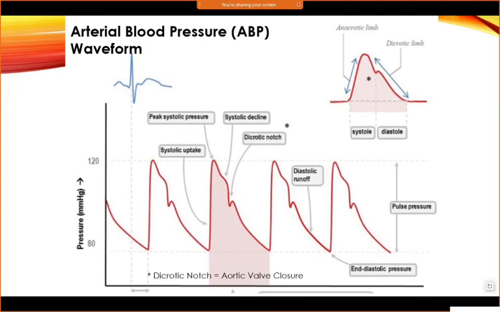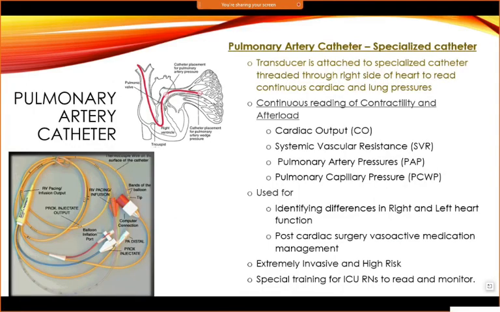That's the beginning of systole, and then the pressure drops off until the blood ejects out again. So that's an arterial blood waveform. The pulmonary artery catheter does get mentioned occasionally. It's not used that often anymore. It's fallen out of favor, and you can see why. It actually goes through the heart.